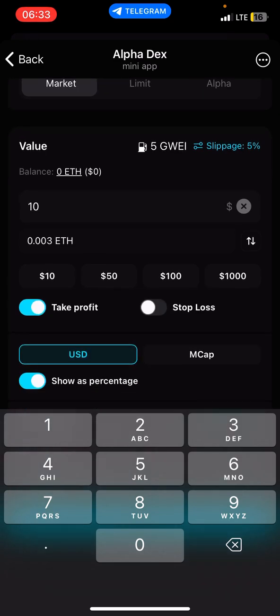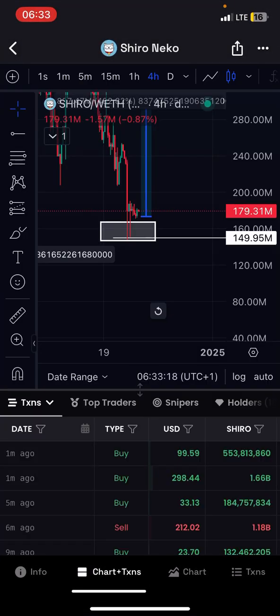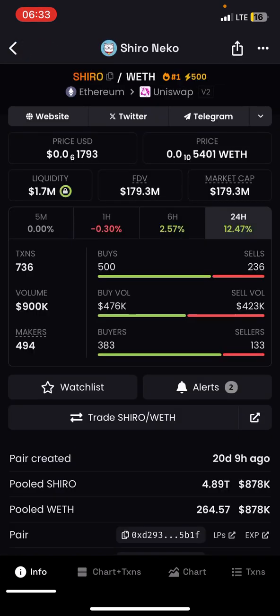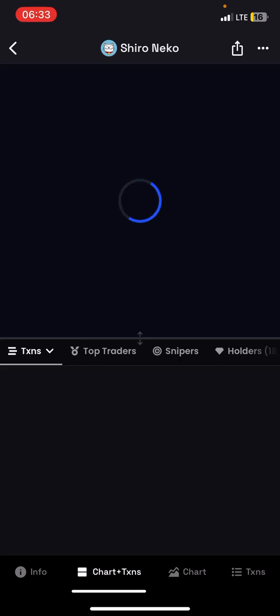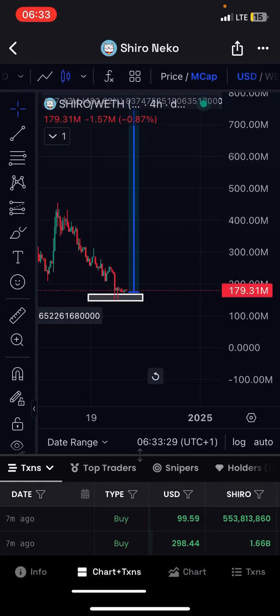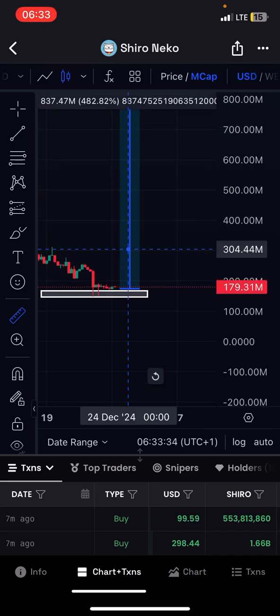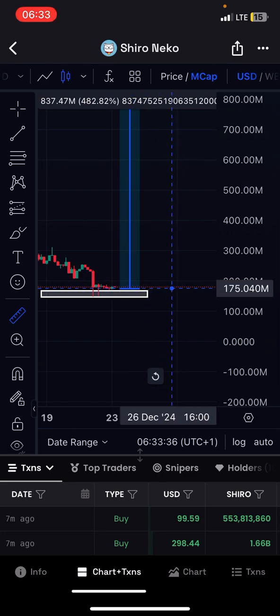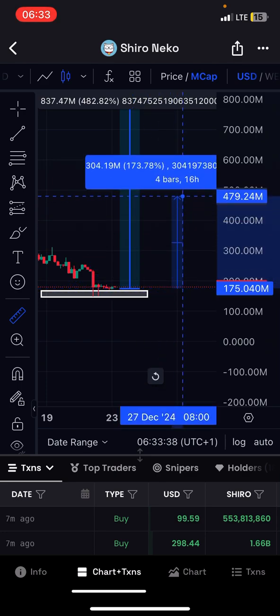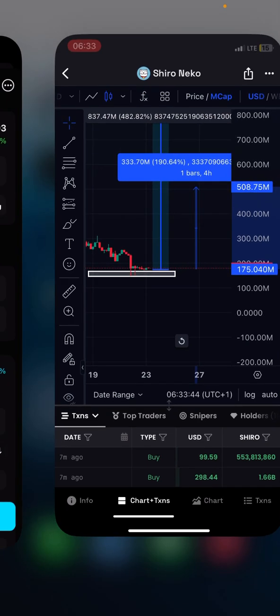To go on Dex Screener, you just look for charts, being this, tap on charts. It will redirect you to this app, Dex Screener. Once you come on here, you want to tap on charts plus transactions, right? Make sure you change it from price to market cap. What you want to do next is tap on this measuring tool. From the current market price, drag it up to 500 million. You get to see what percentage increment it is. That is about 190% increment.